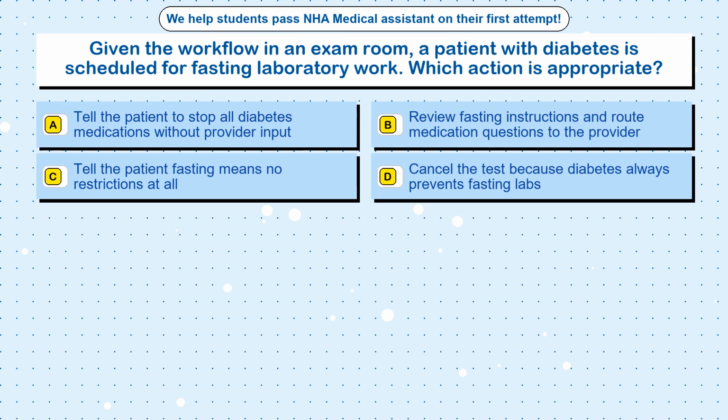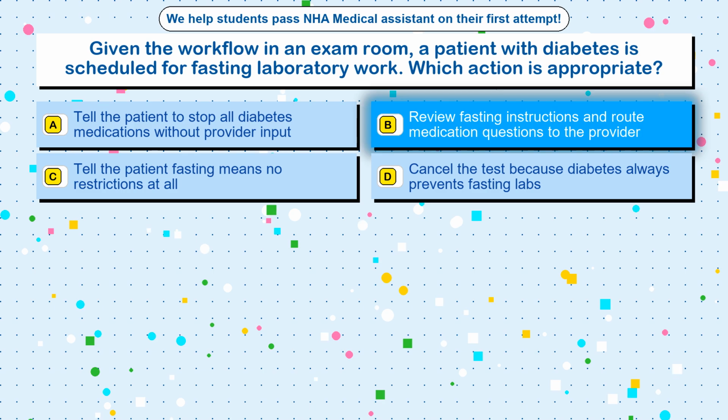Question 48. Given the workflow in an exam room, a patient with diabetes is scheduled for fasting laboratory work. Which action is appropriate? Option A. Tell the patient to stop all diabetes medications without provider input. Option B. Review fasting instructions and route medication questions to the provider. Option C. Tell the patient fasting means no restrictions at all. Option D. Cancel the test because diabetes always prevents fasting labs.